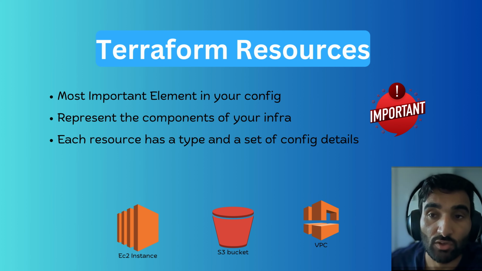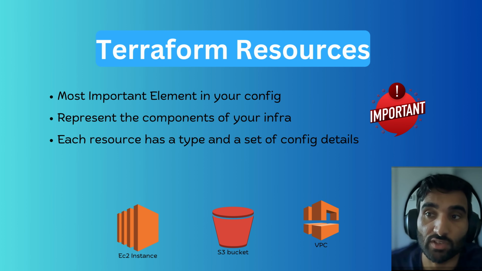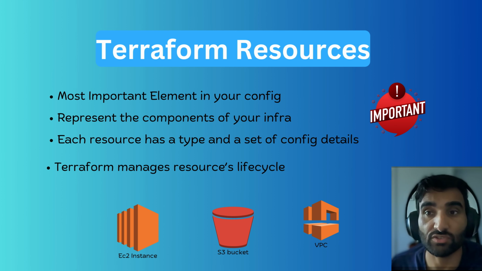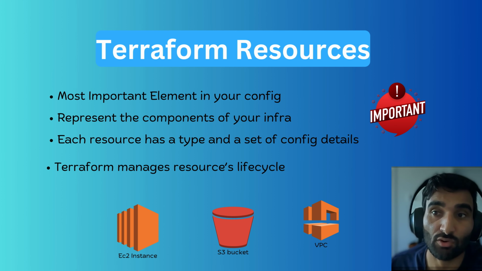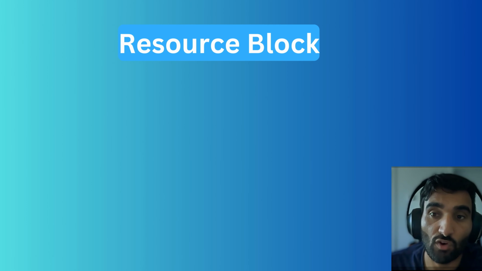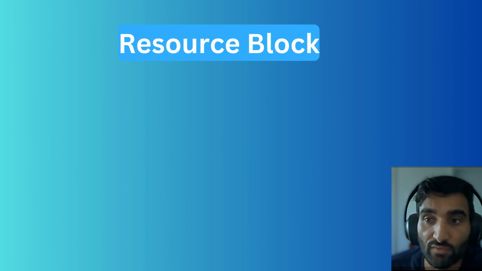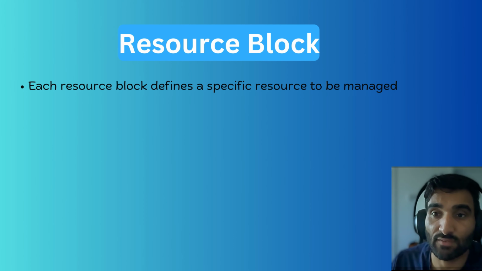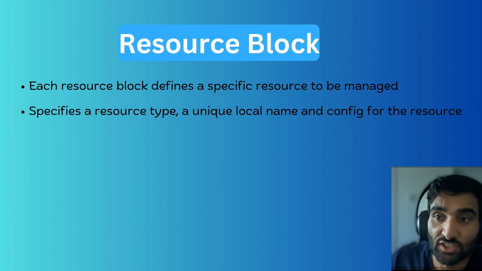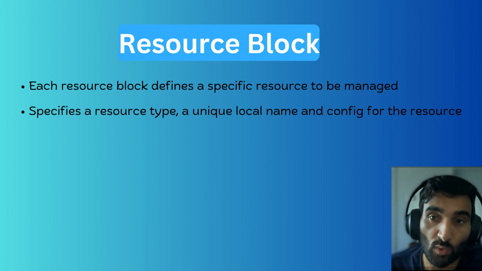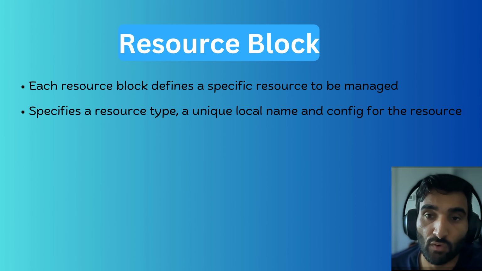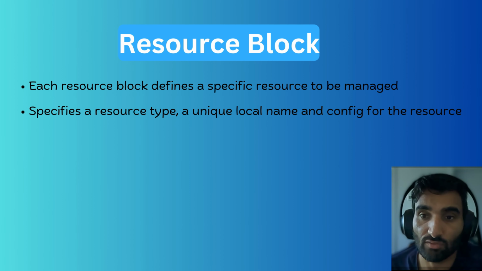type. So when the resources are declared in your configuration files, Terraform handles the lifecycle for the resources. It creates those resources for you. It even updates and destroys them as you desire. When it comes to defining your resources, Terraform uses a resource block to define a resource. This block specifies what type of resource you're going to create, gives a unique local name, and provides all the necessary configuration details. This essentially acts as a blueprint for Terraform to create a resource.